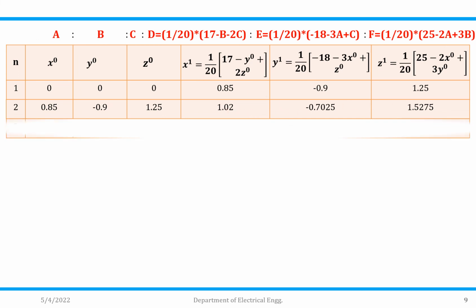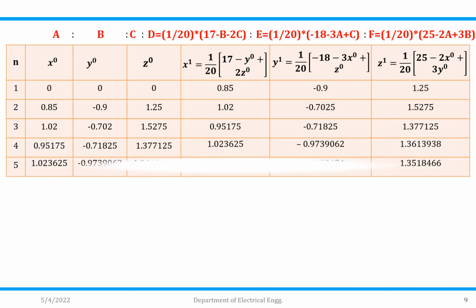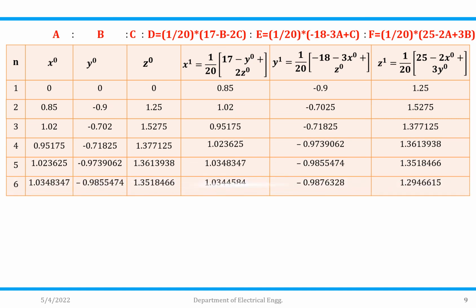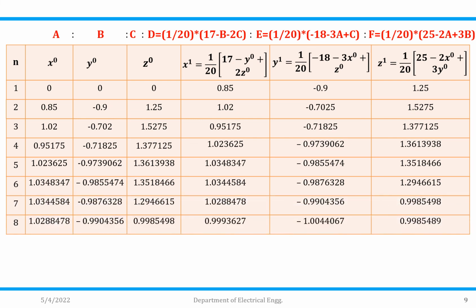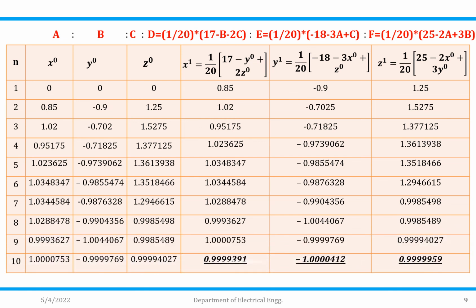So we have to solve or complete the table in such a way that the values of x, y, z are the same, corrected up to 4 decimal places or 5 decimal places depending upon the statement given in the problem or question asked. So here, in the 10th iteration we will get a similar answer. This is 1.0000 which is nearly equal to 0.9999, minus 0.9999 nearly equal to minus 1.000, and 0.9999 is again nearly equal to 0.9999.